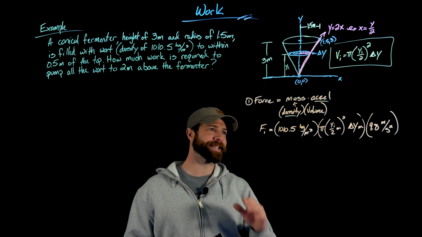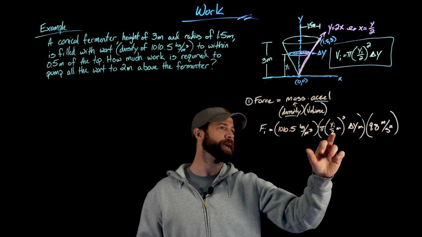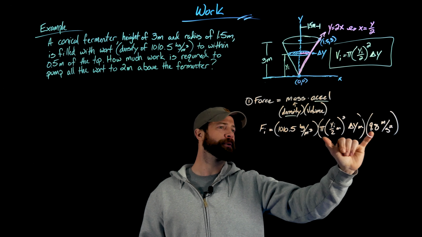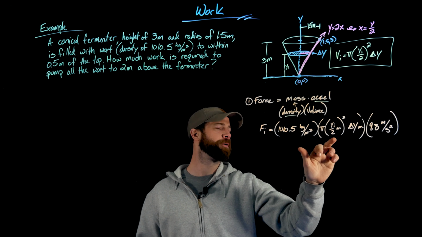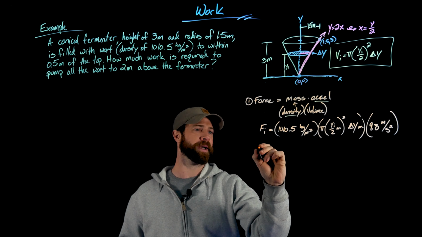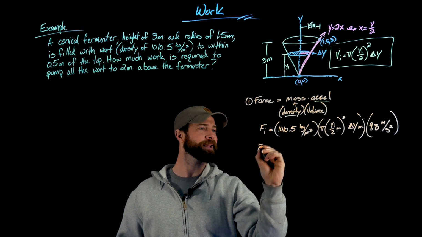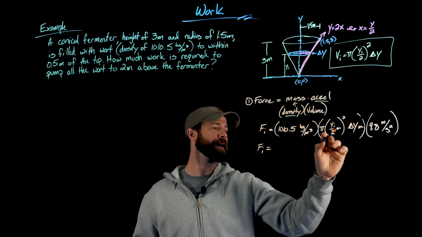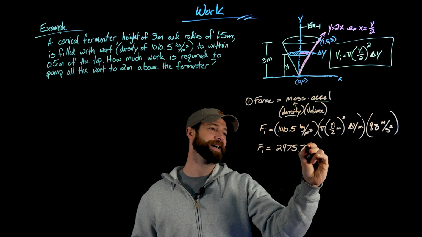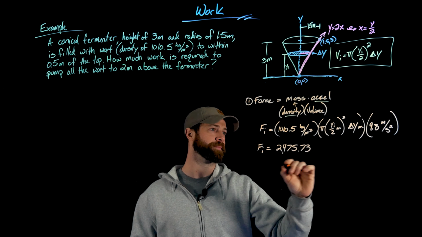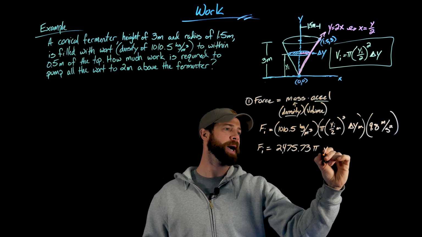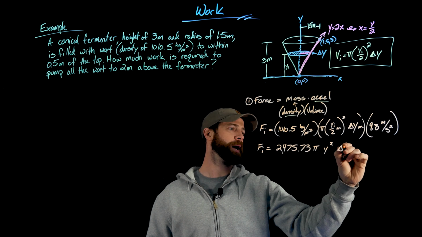And then just to clean things up a little bit, the only tricky part is squaring this part. I'll get y_i squared over 4. And then I'm going to multiply these two together and divide by that 4. And just for kicks, I'm going to leave the pi out here. It won't really matter at all. But let's see. I get my force on the ith interval is that times that divided by 4, which I get is 2475.73, and we're multiplying that by pi, and I get y squared delta y.